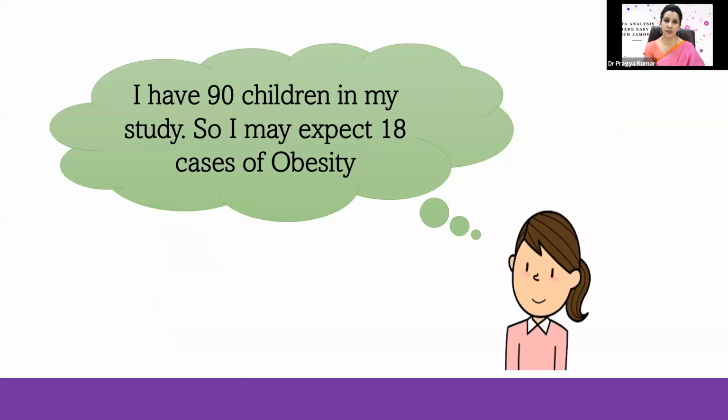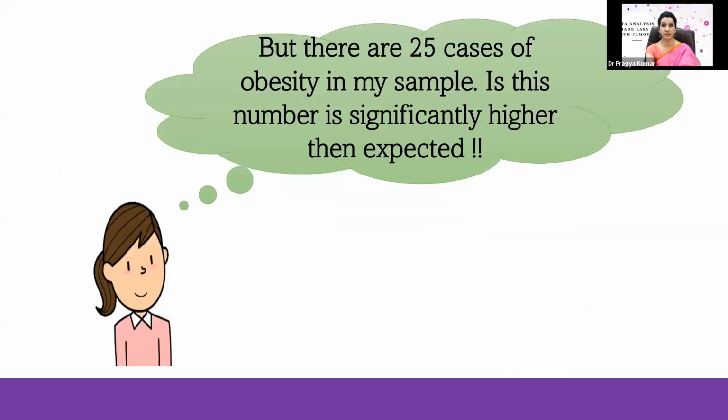Now, you are doing a research where you have 90 children in your study. So what will happen? If you take that 5%, then 5% of 90 will be about 4 or 5 cases. Now, if you are having 18 cases of obesity, it is basically 20%. So if you are expecting 5%, you will see here that 20% are obese cases. But in your case, you have seen in another study that there are 25 cases of obesity. So this number is higher, because out of 90, if 25 cases are there, then definitely I'll see that this is larger than the 5%, which is a national average.